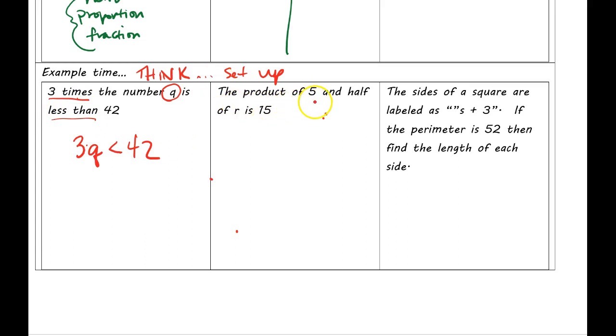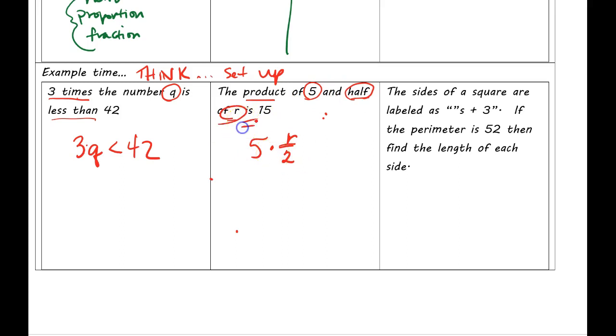The product of five and half of R is 15. Okay, so I see the word product, and so product to me means multiply. So it's the product of what? The product of 5 and half of R. Okay, so if I need to take half of R, then I'm gonna cut R in half. So I'm either gonna put R over 2 or I could say 1/2 times R, either one. But since it's the product of these two different things, half of R, so the product of 5 and half of R, I need to write them as a multiply, okay?